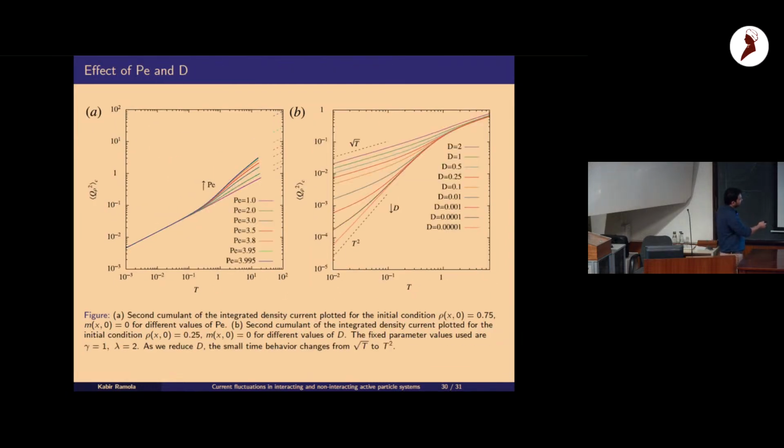These are our theoretical results, what we expect at large times. As you increase the Peclet number and go closer and closer to the critical point, the current fluctuations diverge. We would also like to see what happens as you decrease the diffusion constant, in order to connect with the non-interacting case, where we did not have diffusion and it was just flipping. We can decrease the diffusion constant all the way down and see that the t-squared behavior is reproduced, with a square root t behavior emerging at late times.